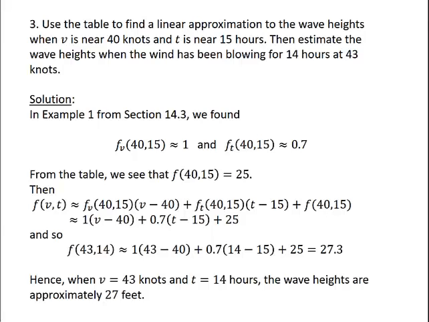And this tells us that when a 43 knot wind has been blowing for 14 hours, the wave heights are approximately 27 feet. So we were able to use linear approximations to give us an approximate value for a function where all we had was data points instead of an actual equation.